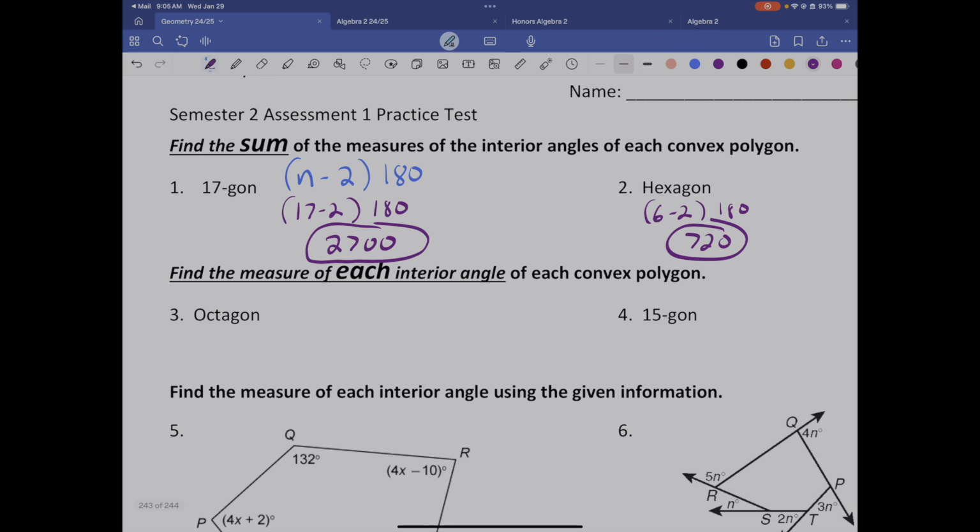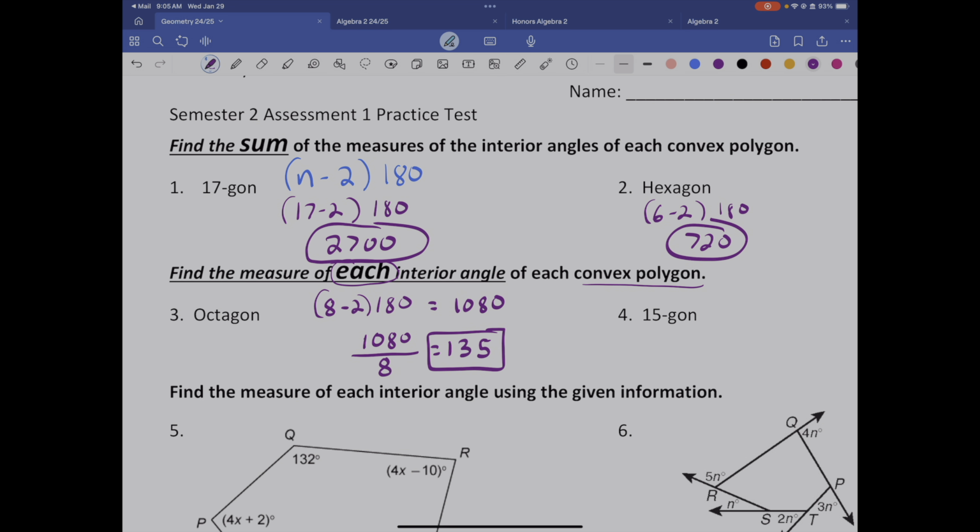The next question says, find the measure of each interior angle of a convex polygon. So we're going to go with these are regular polygons, so we're going to do it the same way. An octagon has 8 sides, so it's going to be 8 minus 2 times 180. So 6 times 180. Now this number represents all of them. All of the angles added together have to be 1,080. If we want it to be a regular convex polygon, it has 8 sides, so we want all the angles to be the same. So if we take that number and divide it by 8, that's going to give us the measure of each of them individually.